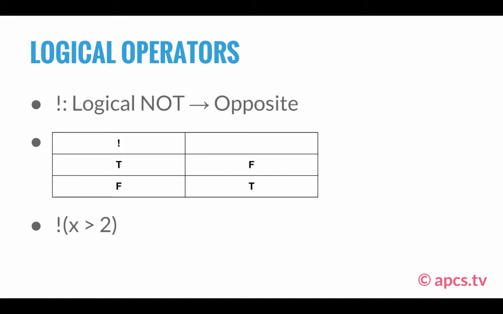Then let's look at an example. We have an exclamation mark outside of a condition, which is x is greater than 2. Let's say that x is 3, so x is greater than 2, and we would get a true from that condition. Then we have exclamation mark true, which turns that true into a false. Similarly, let's say that x is 1. Then it's not greater than 2, so it would evaluate to false. Because of the exclamation mark, which represents not, it would be not false, also known as true.